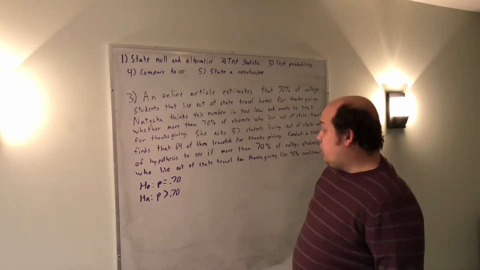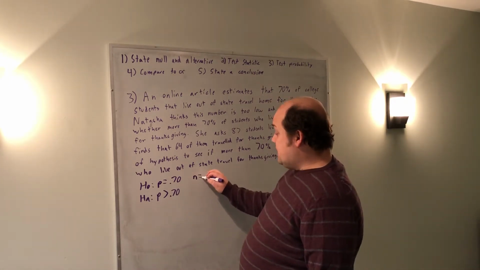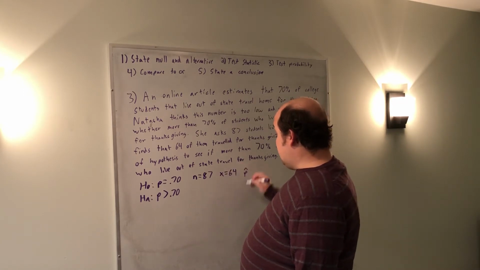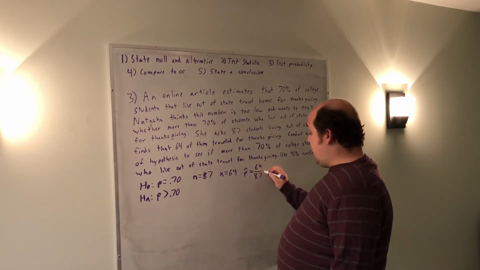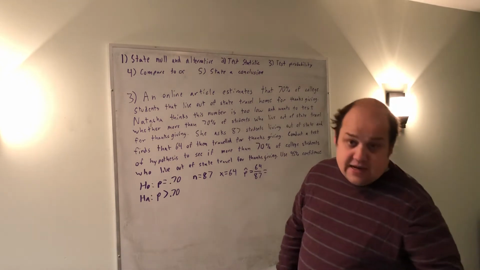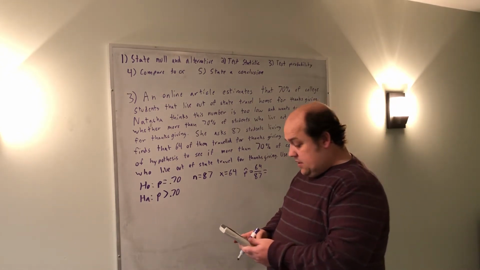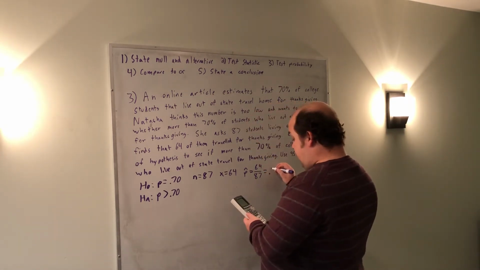Now that we have our null alternative, let's pull out some key information. 87 students were asked, that's our n sample size. 64 of them said they did travel, that's our x. We can calculate then our sample proportion p hat by doing 64 over 87. When I put that into my calculator, 64 divided by 87 gives me 0.7356. I'm going to call that 0.74.